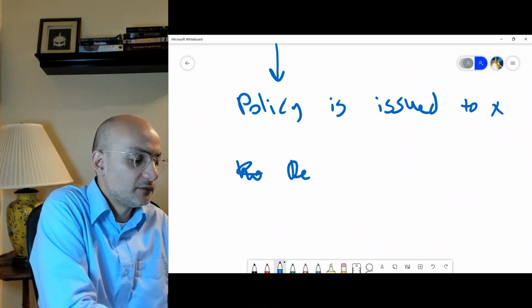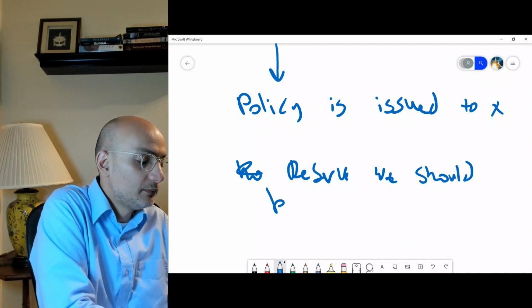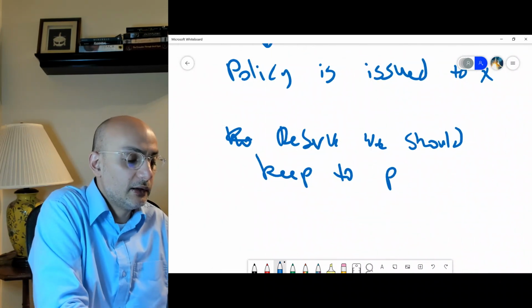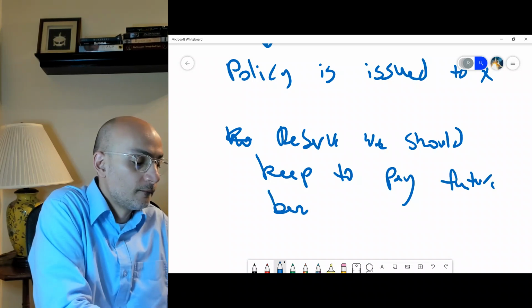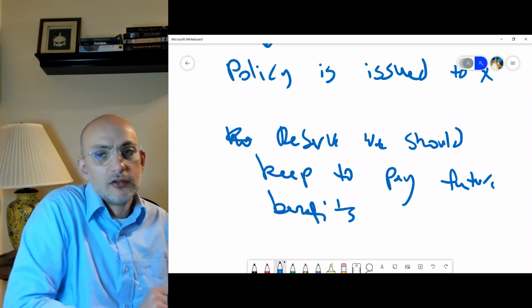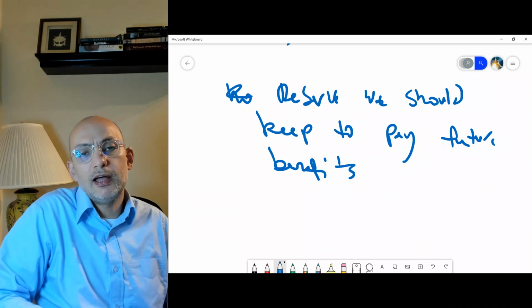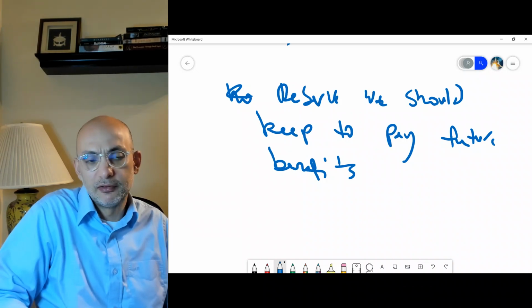The reserve we should keep to pay future benefits. Right. And this is what we call the benefit reserve. So we need to look at how much we should keep to pay benefits.